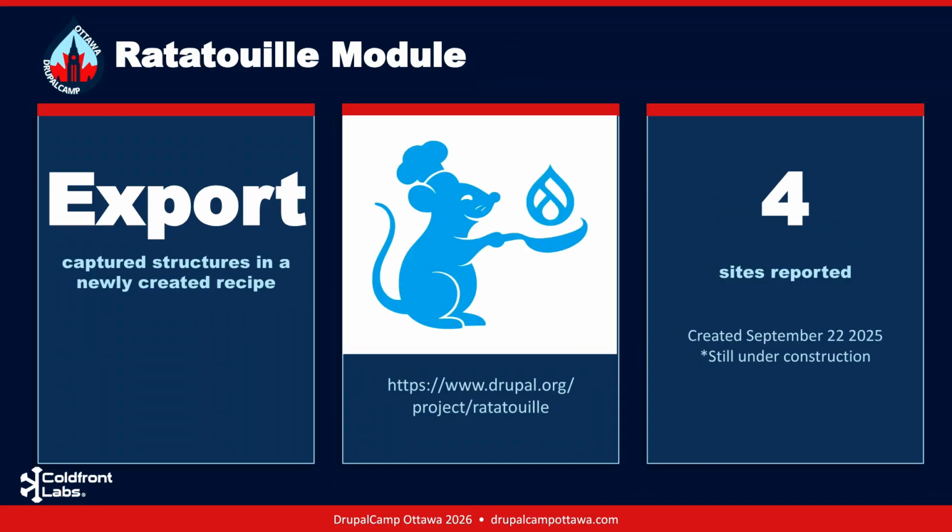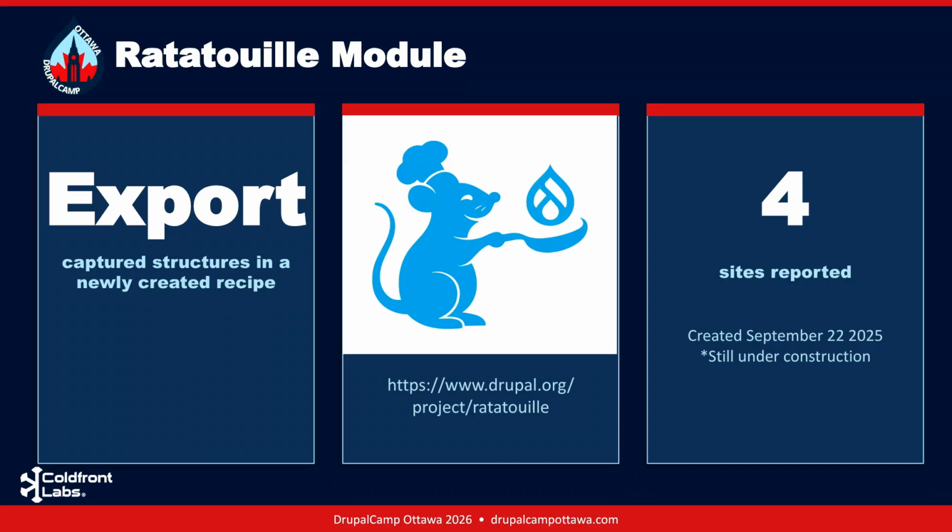There's a module that is very, very new, still under construction, not really intended for prod, but I really like the logo. It's called the Ratatouille module. This Ratatouille module can help you export config and content into a recipe. I wanted to demo this as a way of saying, hey, I have a site and there's a part of it that is good that I want to use elsewhere. You can use something like the Ratatouille module to extract that working config.